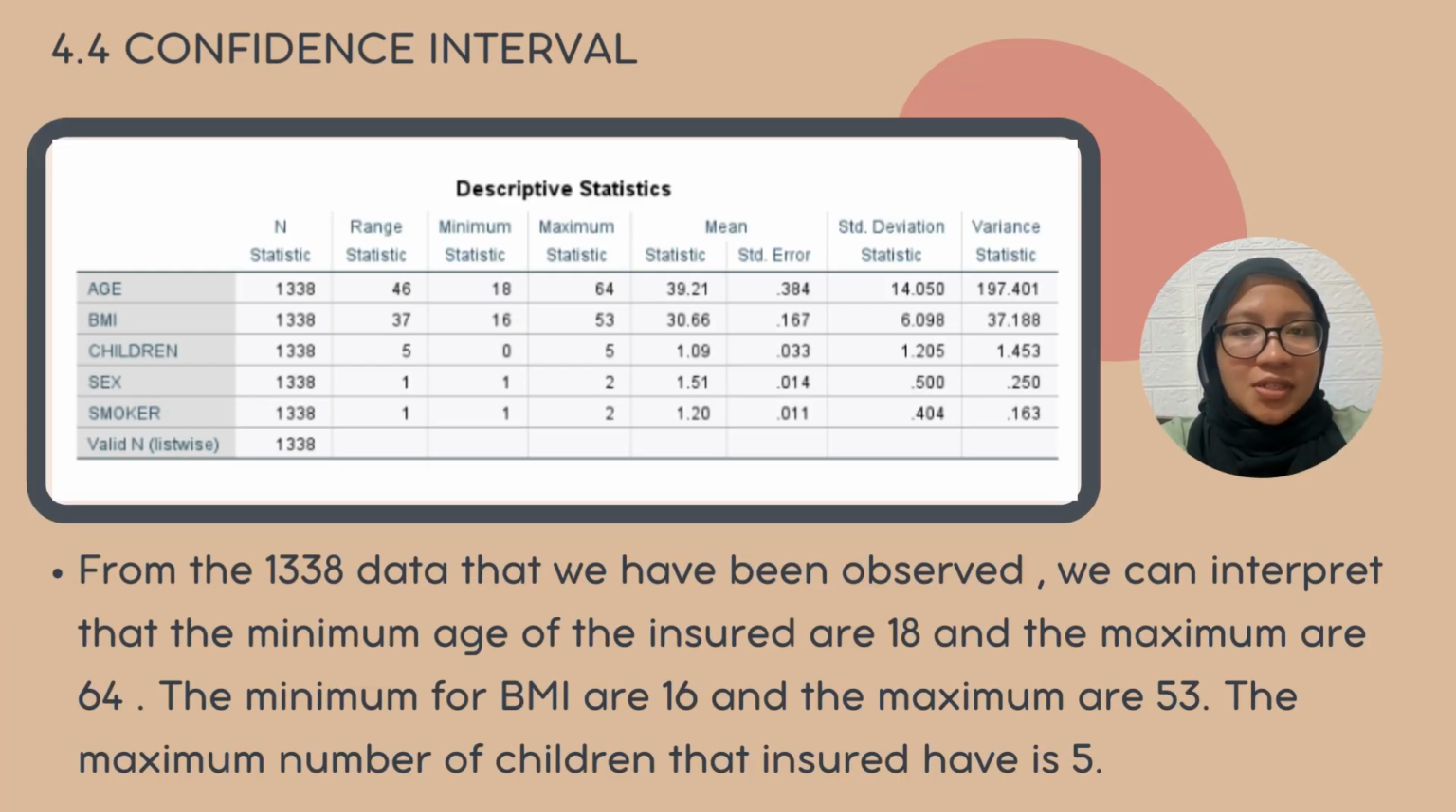For the confidence interval, from the 1338 data that we have observed, we can interpret that the minimum age of the insured is 18 and the maximum is 64. The minimum for BMI is 16 and the maximum is 53. And the maximum number of children the insured have is 5.